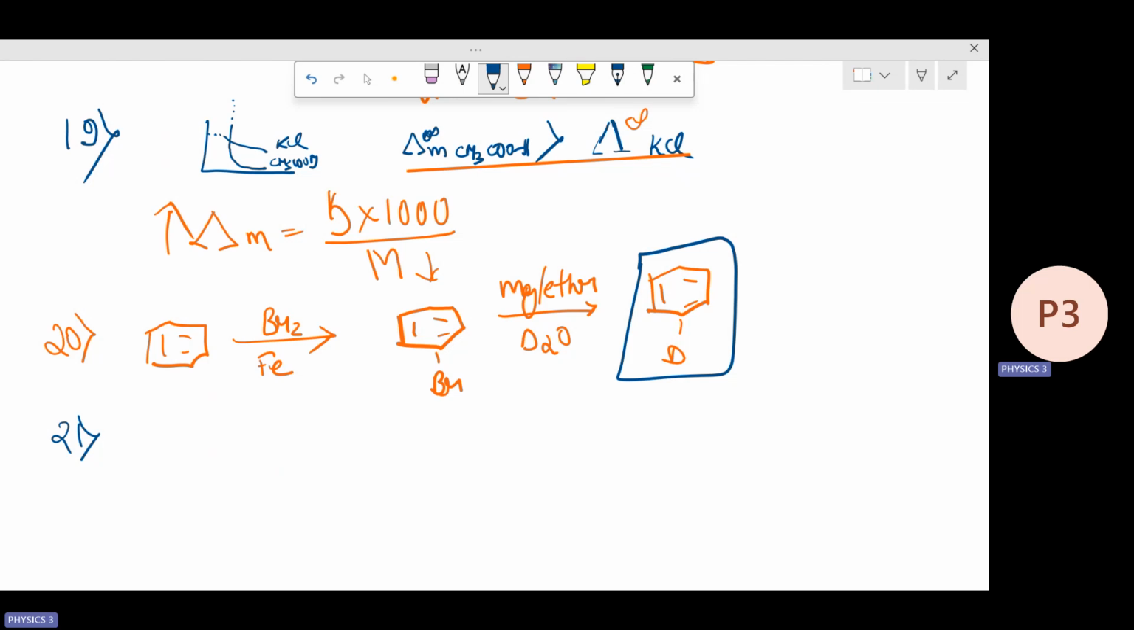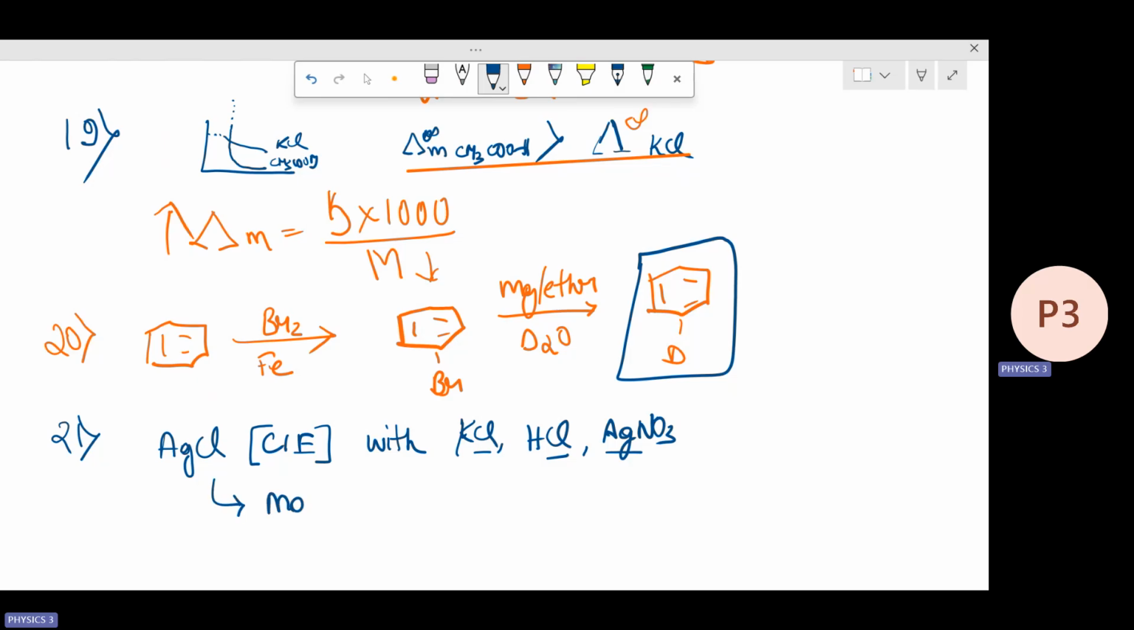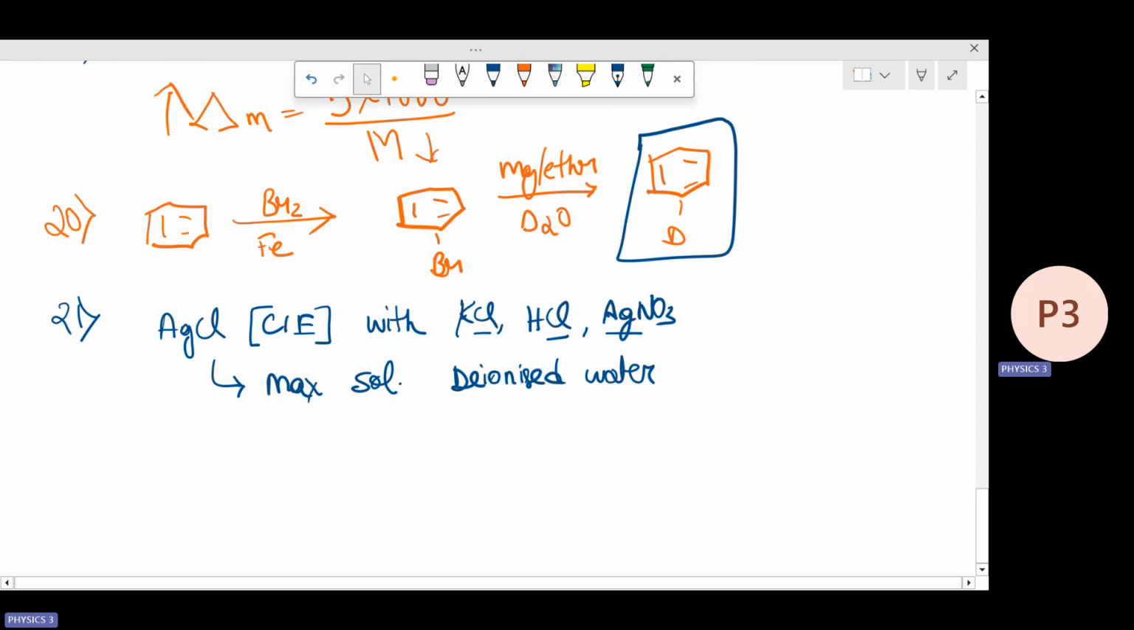Next, question number 21. Solubility of AgCl will be maximum in which one of the following? I hope you understand AgCl will have common ion effect with KCl because there is Cl, with HCl because there is Cl, and with AgNO3 because there is silver. As they have the common ion effect, it won't dissolve as much with them, whereas it will show maximum solubility with deionized water.